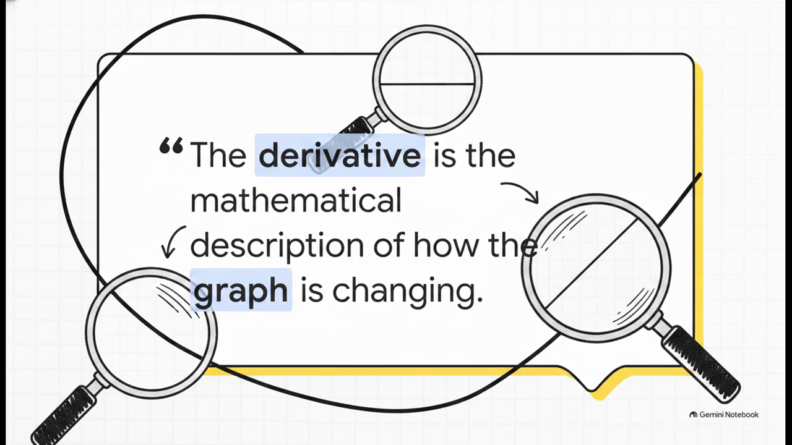Imagine zooming way in on a tiny microscopic piece of a curving graph. If you zoom in enough, that tiny piece just looks like a straight line, right? The derivative is just telling us the instantaneous slope, the exact steepness of that tiny, zoomed-in piece of the curve.